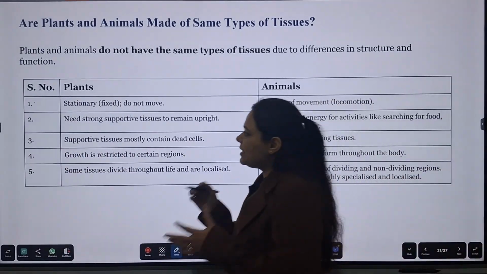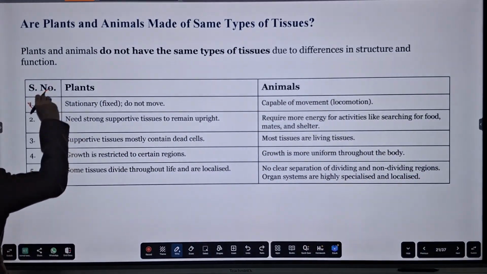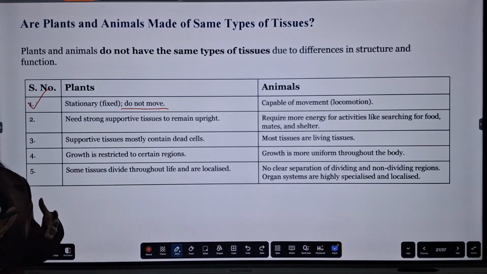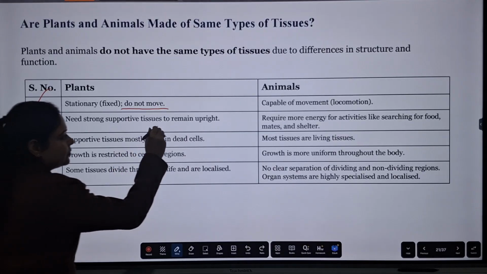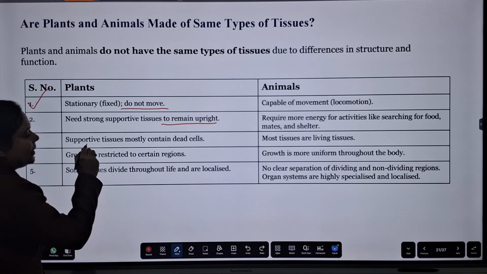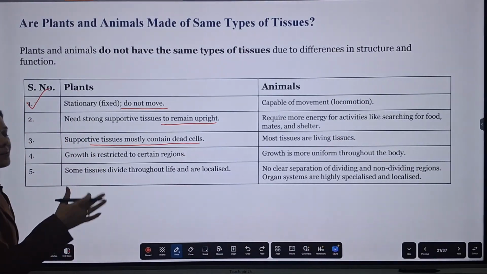So plants are stationary. They have a sedentary lifestyle. They do not move. So they need more of mechanical tissue, supportive tissues to stand upright. And these tissues need not be alive. They can be dead. So they mostly contain dead cells.